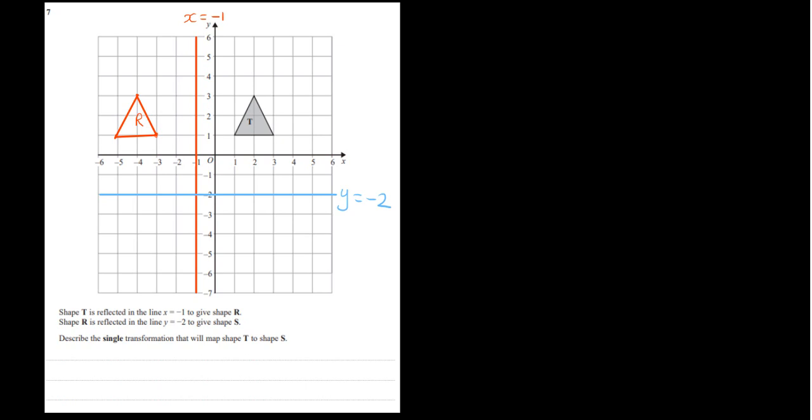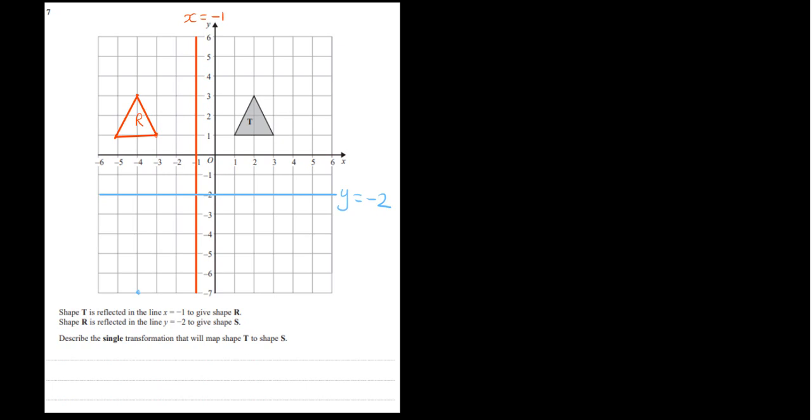And here we go. I'm going to count into the mirror line again from that point here. 1 2 3 4 5, 5 4 3 2 1. So that's my first point right at the end.